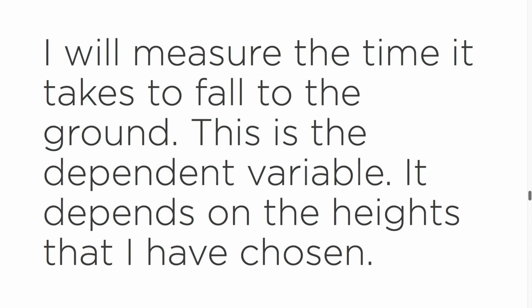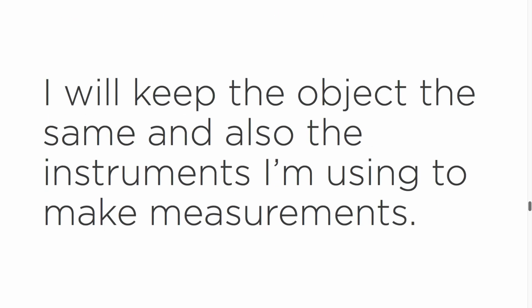I'll measure the time it takes to fall to the ground. This is the dependent variable. It depends on the height that I have chosen. So I've chosen different heights, and the time to fall is going to depend on those heights. I will keep the object the same. That becomes the variable that I keep the same.